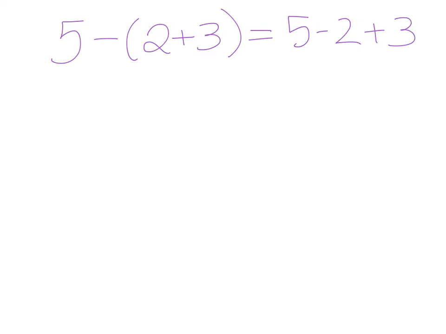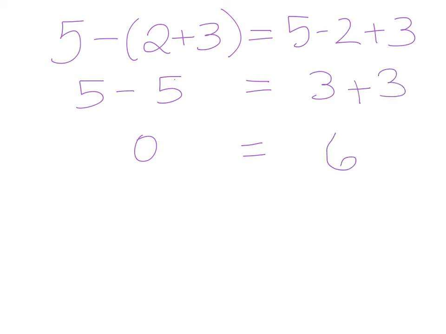Try this one. This time inside the parentheses is addition. Can we just drop the parentheses? So on the left-hand side, 2 plus 3 is 5. So we end up with 5 minus 5, which is 0. On the right-hand side, without the parentheses, 5 minus 2 is 3, and 3 plus 3 is 6. So that is not equal to each other. So when the inside has addition, we can't just drop parentheses. We have to focus on what's happening with that action.